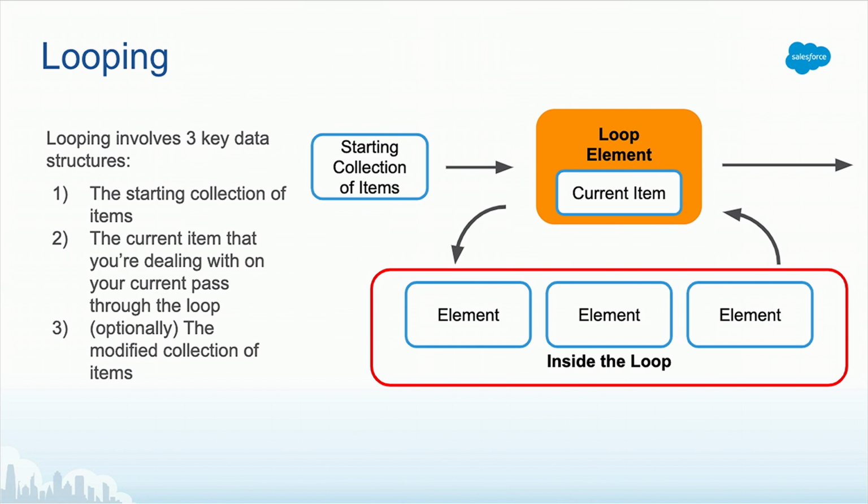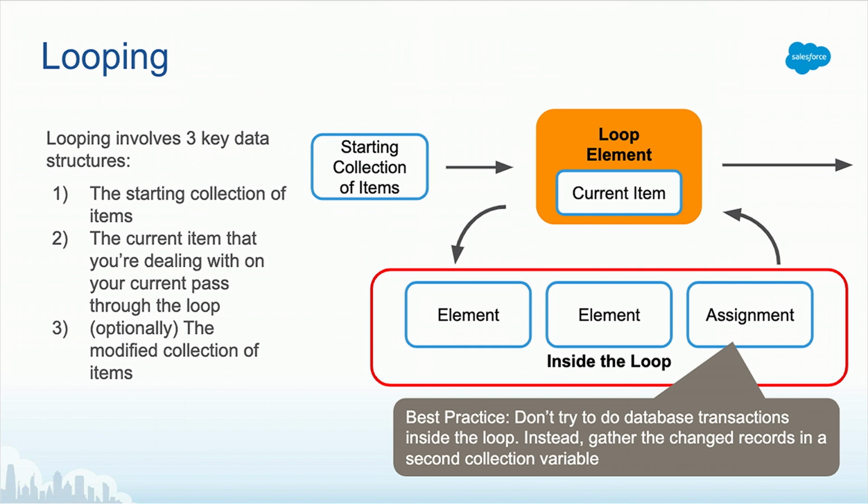So flow's just going to crank through that list, and every time it goes through, it's going to grab one of the members of that list and store it in what we call this loop variable. The third data structure is not essential, but I find myself using it almost all of the time I do looping. And that is, I create a second record collection variable to store all of the changed stuff that my loop is changing before I finally update the database.